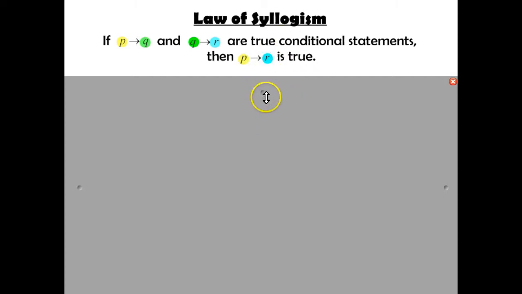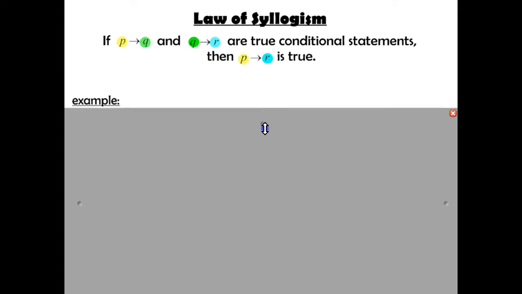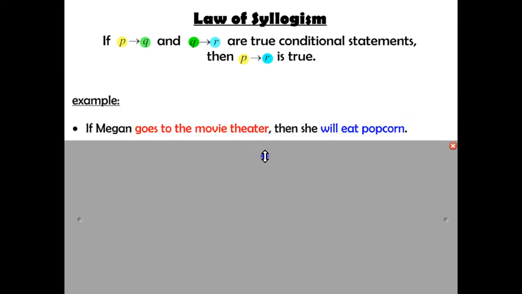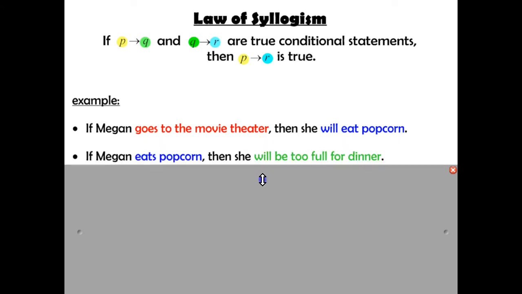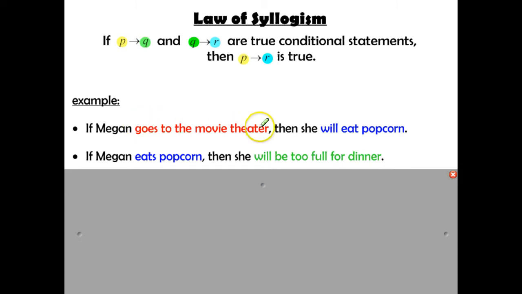So let's look at an example to clarify. If Megan goes to the movie theater, then she will eat popcorn. If Megan eats popcorn, then she will be too full for dinner. So here we have Megan going to the movie theater, then she'll eat popcorn. So you know if she goes to the theater, she will eat popcorn. And here's another one. If Megan eats popcorn, then she'll be too full for dinner. So the popcorn part is repeated twice.